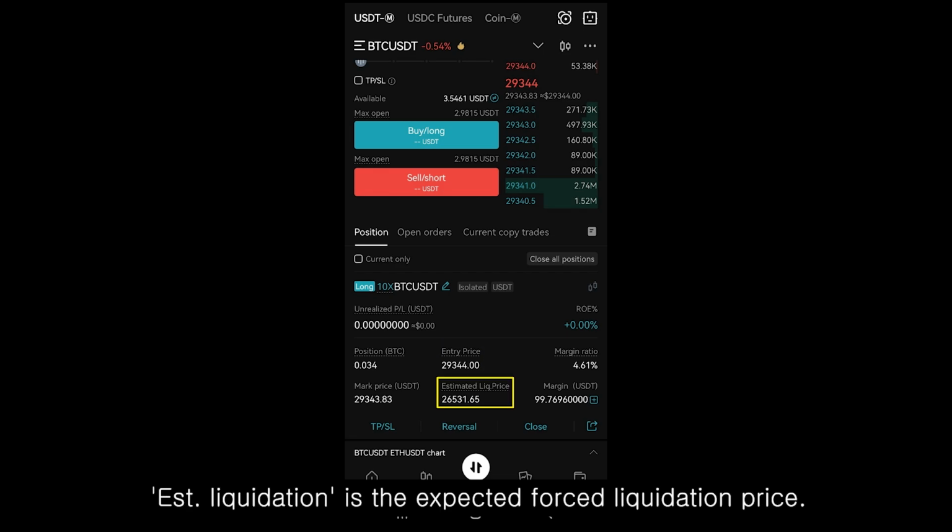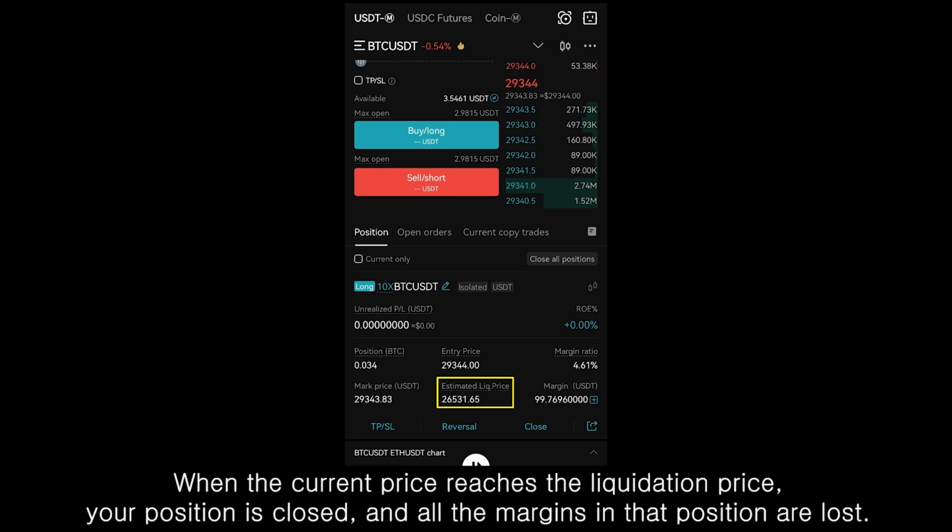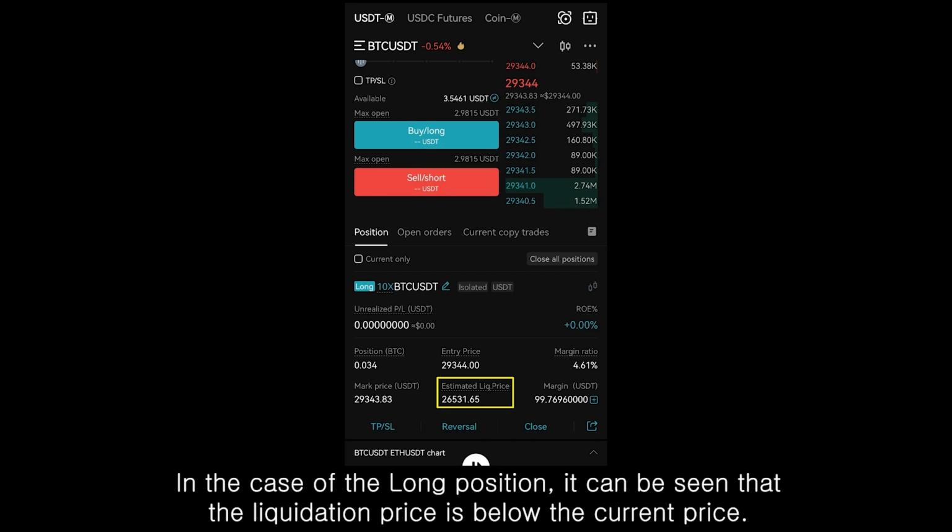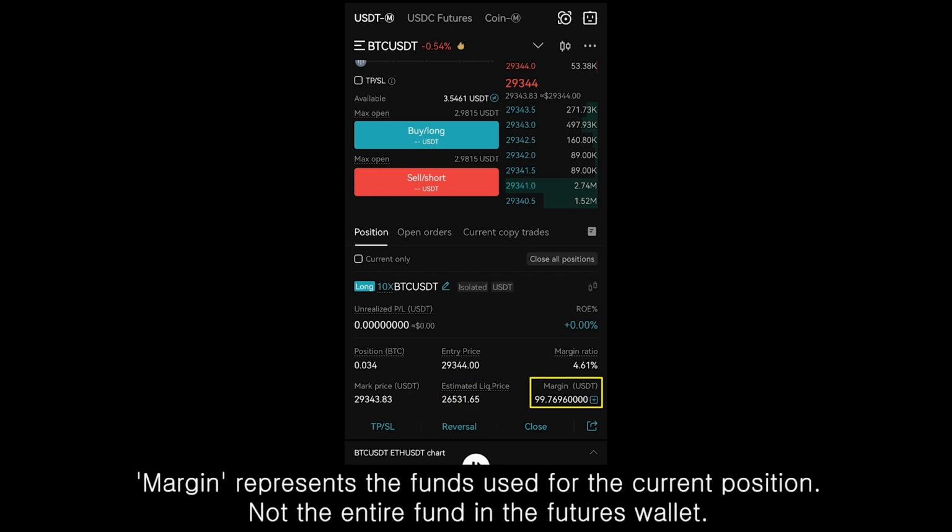Liquidation is the expected forced liquidation price. When the current price reaches the liquidation price, your position is closed, and all the margin in that position is lost. In the case of the long position, it can be seen that the liquidation price is below the current price. Margin represents the funds used for the current position, not the entire fund in the futures wallet.